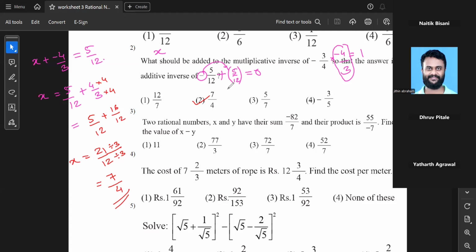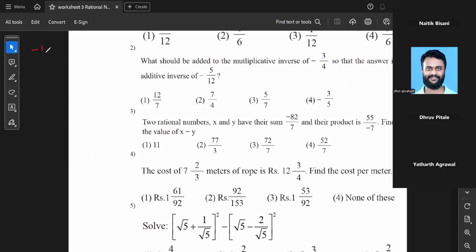For everyone's understanding, I will solve the query which was asked by Naitik now. For example, minus 1 and 3 by 4. This is your mixed fraction. How do we convert it? First of all, while converting this mixed fraction, you should not consider the negative sign. Always remember, keep the negative sign away. I'm just going to consider this mixed fraction only.